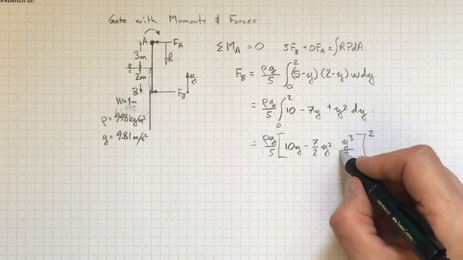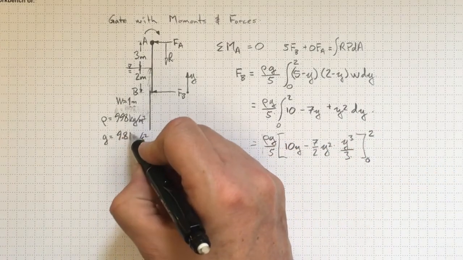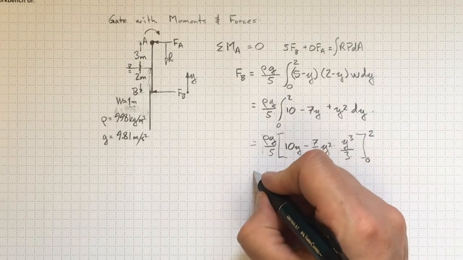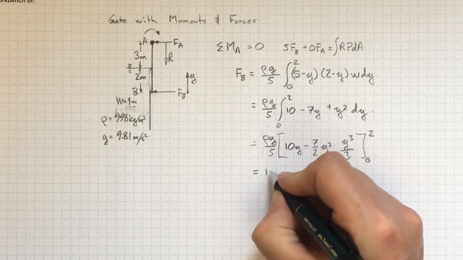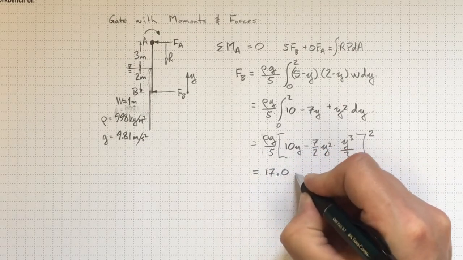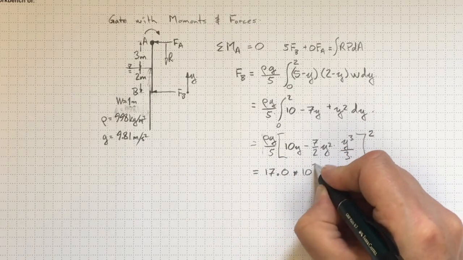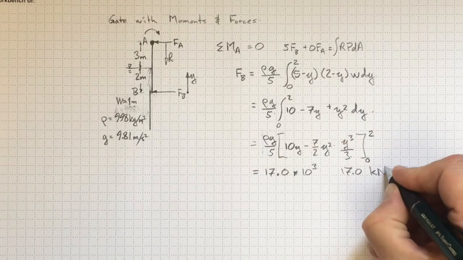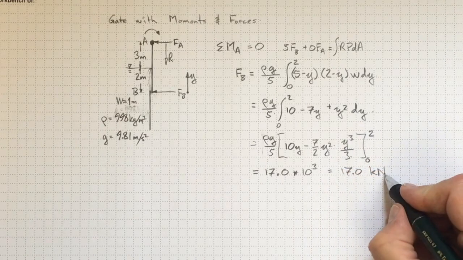So if I plug that in, along with 998 and 9.81 for rho and g, and do the calculation, I'll wind up with 17.0 times 10 to the third, or 17.0 kilonewtons. That's a very large force, certainly if we were trying to hold back the gate ourselves.